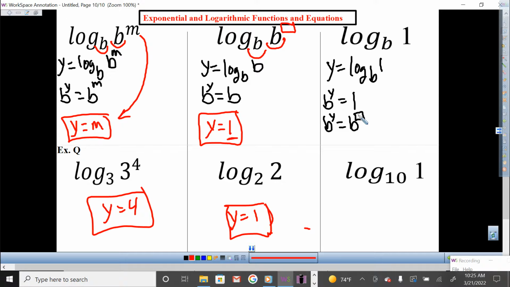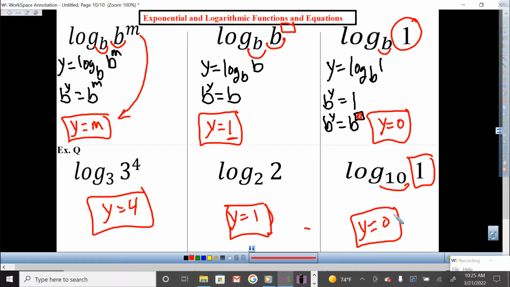Fatima. 0. That is correct. Any number to the 0 exponent is 1. So what can we conclude? Whenever they give us a log with a base and the number is 1, the answer is y equals 0. Doesn't matter the base, but what is the number given? 1, so the answer is 0.